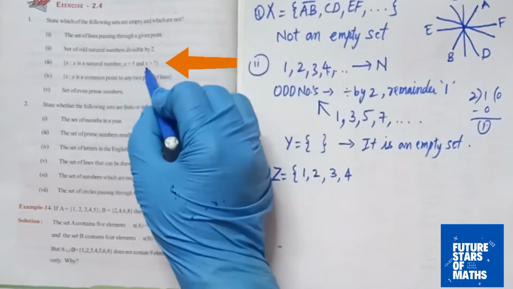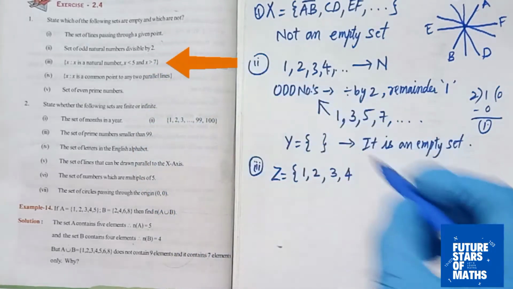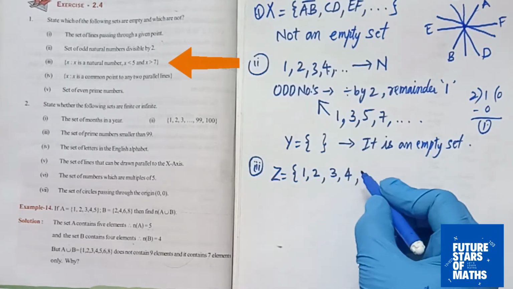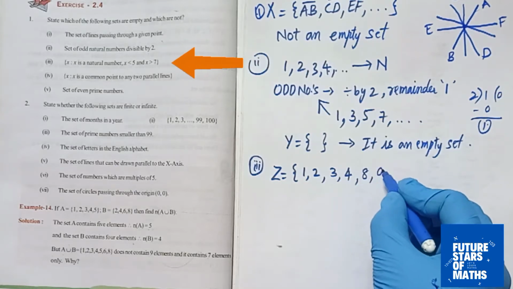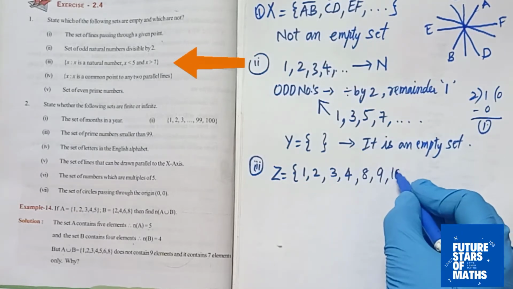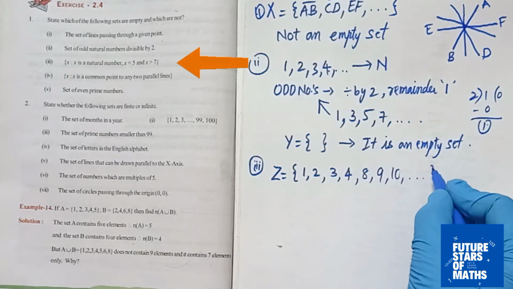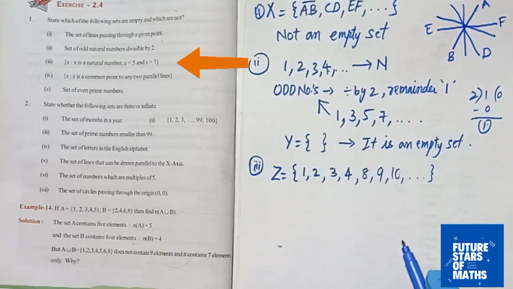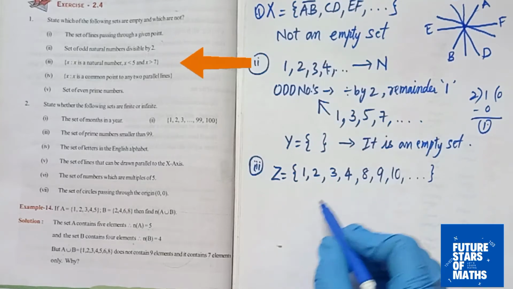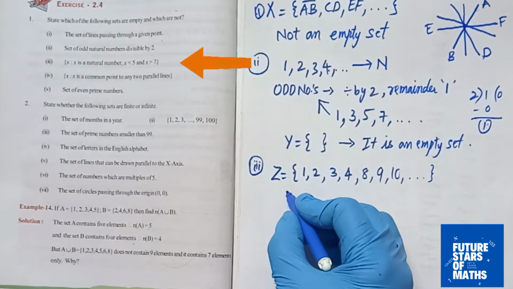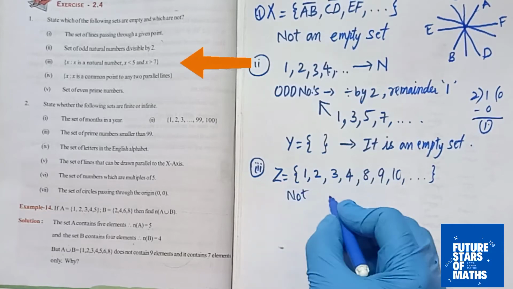Then what is given? And x greater than 7. Next, what do we have to write? The numbers which are greater than 7. So what are those numbers? 8, 9, 10. Like this we can write infinite numbers here. So is this set containing elements? Yes. So what can we conclude? It is not an empty set.